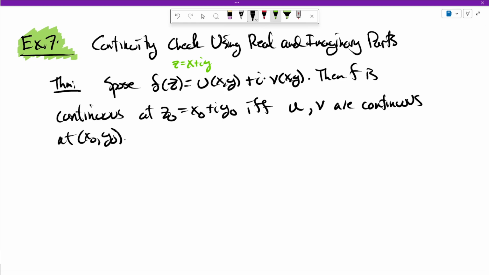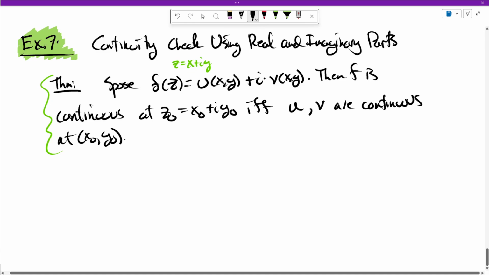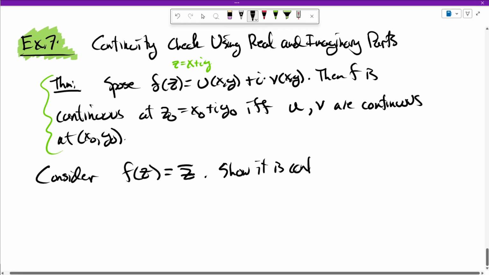You can reduce it to, instead of looking at a complex function as a function from two variables to two variables, you can think about it as two one variable functions, each to a single variable, and you can check it that way. So let's do an example, and the example is the conjugate function. This is a reflection in the real axis. So we're going to show it's continuous everywhere.